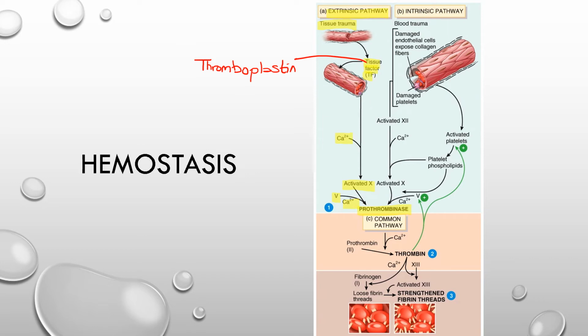That's when there is extensive trauma, essentially breaking the entire blood vessel open, so that tissue factor from the outside of the blood vessel, from the extrinsic, comes in and activates prothrombinase.